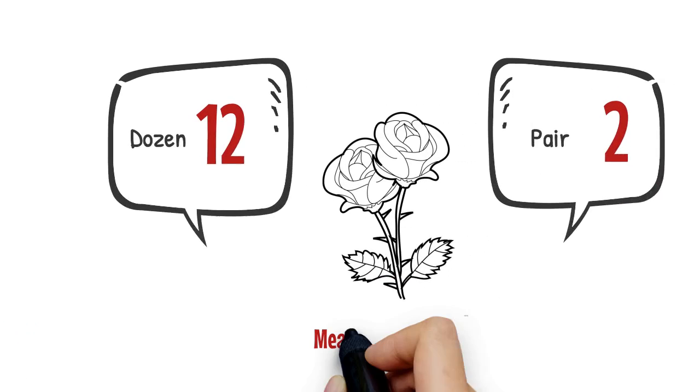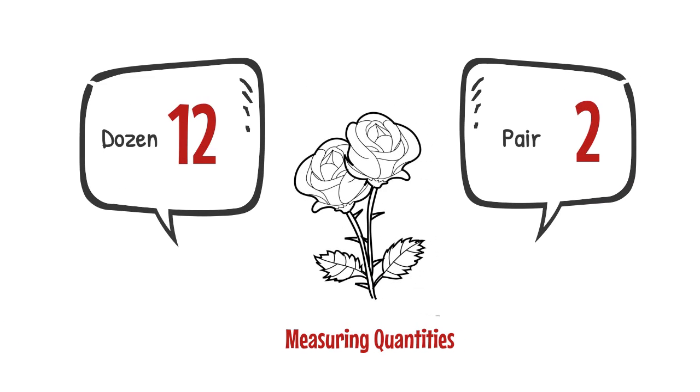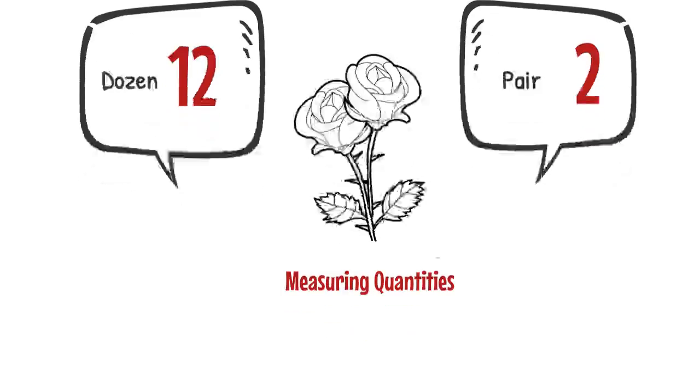Let's say that you want to buy a dozen of roses. This means that you will buy 12 roses, since a dozen means 12. While if you want to buy a pair of roses, you will buy only 2, because a pair means 2.